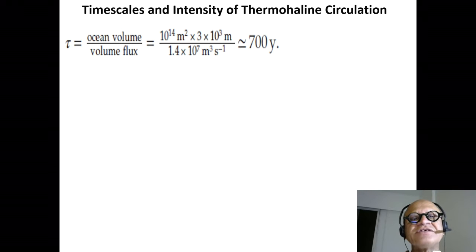So, with various estimates of the volume of water that sinks in the North Atlantic, the deep water formation is about 14 Sverdrups, or 1.4 times 10 to the 7 meters cubed per second. The area of the Atlantic is 10 to the 14 meters squared, and the depth of the region of deep water that is seeing the surface before sinking is about 3 kilometers. So if you divide the ocean volume by the volume flux, you get a time scale for filling this region of about 700 years. You can use age tracers, and we will see what the tracers are, and get similar numbers. So this is a very good back of the envelope calculation.